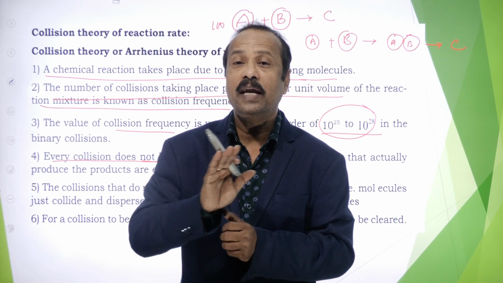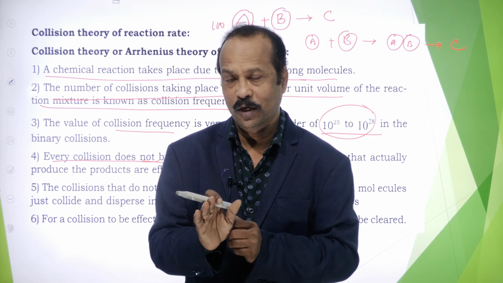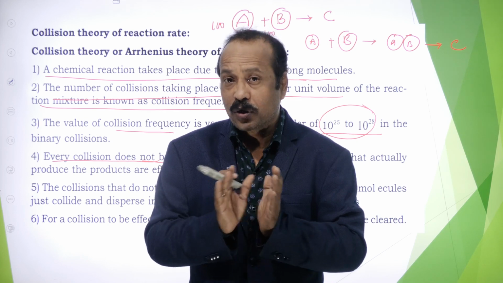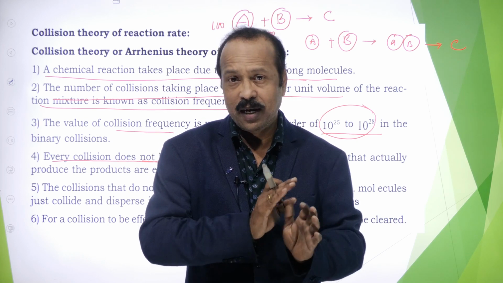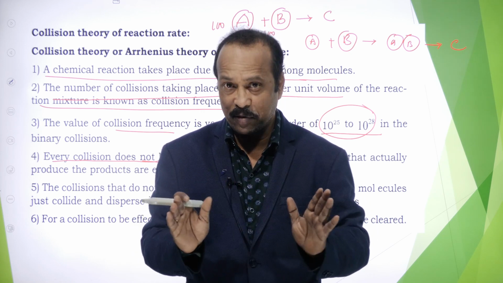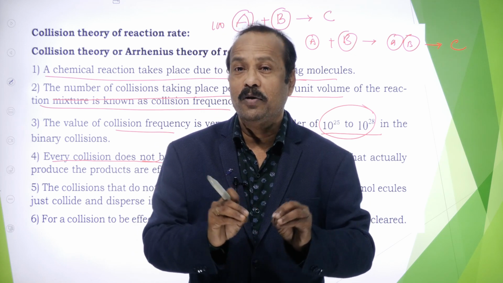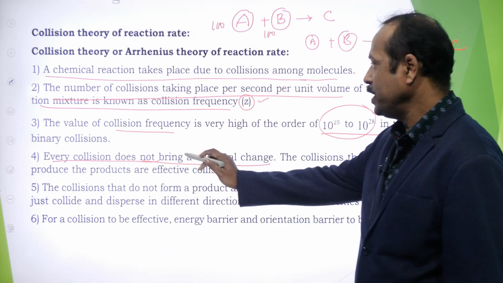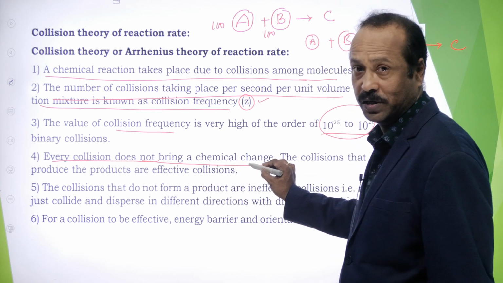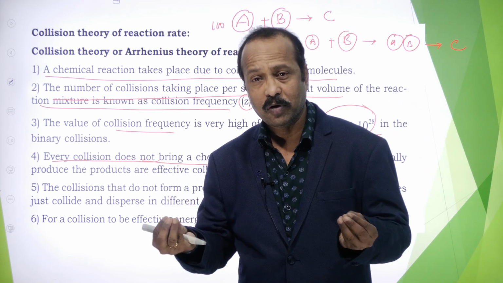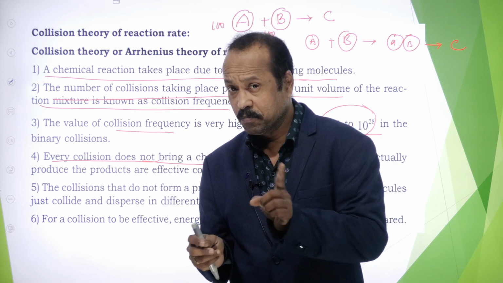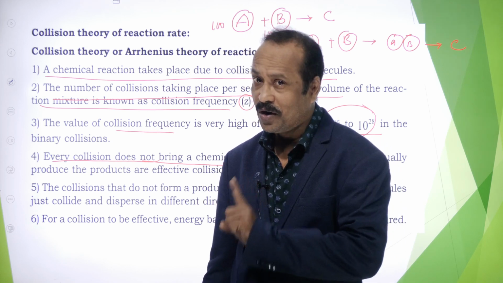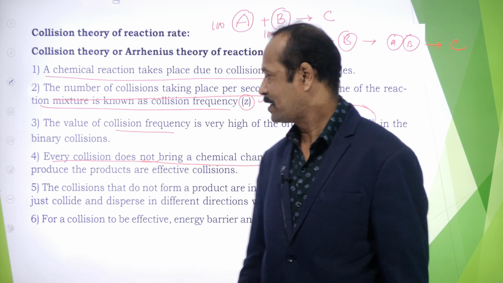But actually 100 C molecules will not be obtained, because the number of collisions, that many collisions will not take place for the total number of molecules. Even if they collide, the same number of products will not be produced. Is this clear to you? So every collision does not bring the chemical change. Means here 100 A molecules are colliding with 100 B molecules, but we don't get 100 C molecules, right? So all collisions are not giving the product.